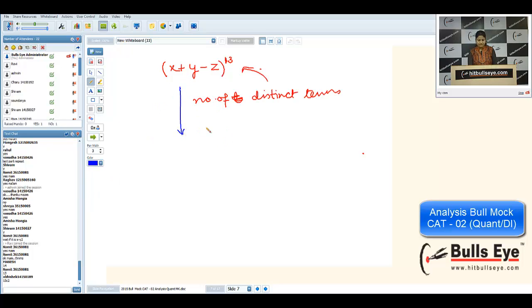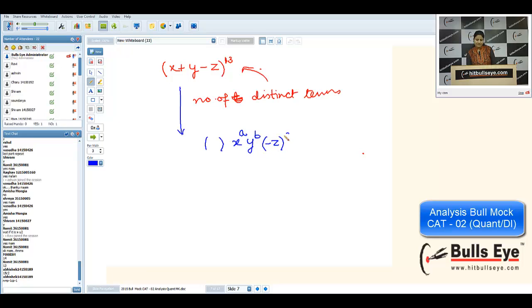See, what is the thing? If we take any term of this, it will be some coefficient, x raised to power a, y raised to power b, minus z raised to power c, where a plus b plus c should be 13 always. Yes, Abhishek, very good. Can you say this? You generalize the binomial thing. Sum should be 13 always. So, how many solutions to this equation are possible?